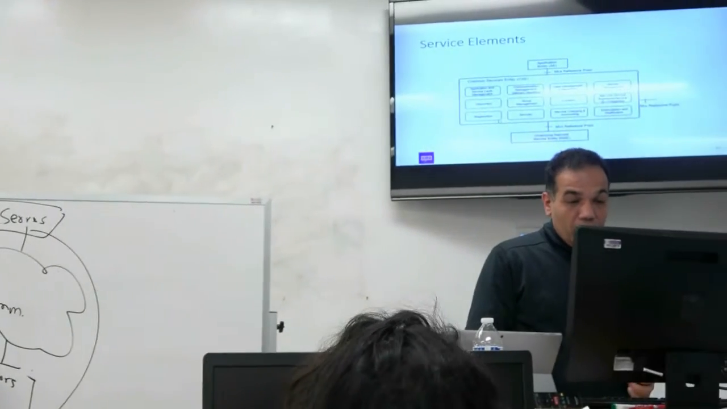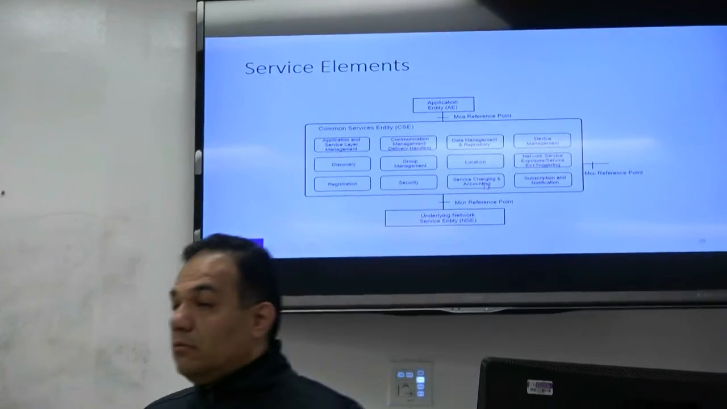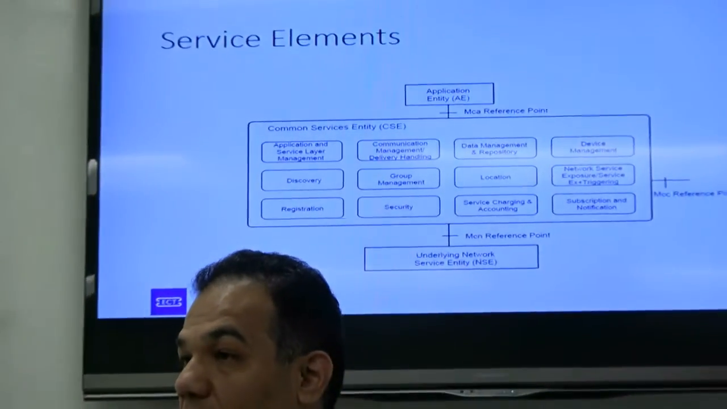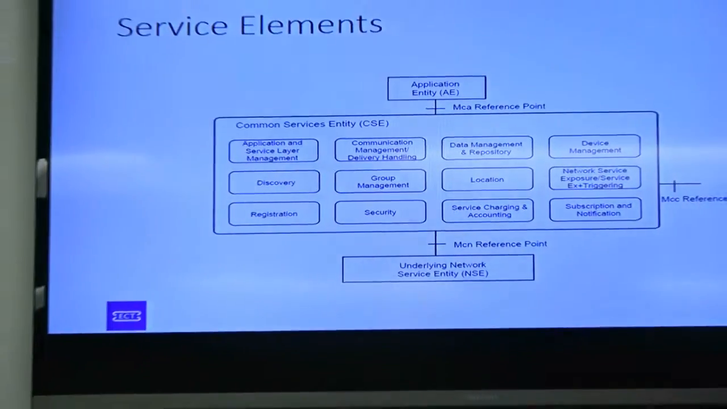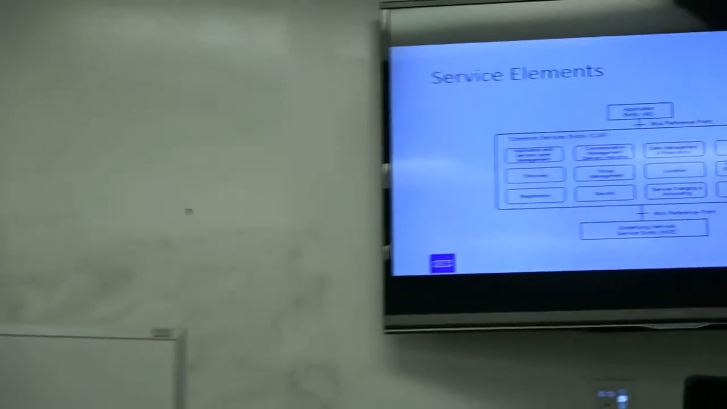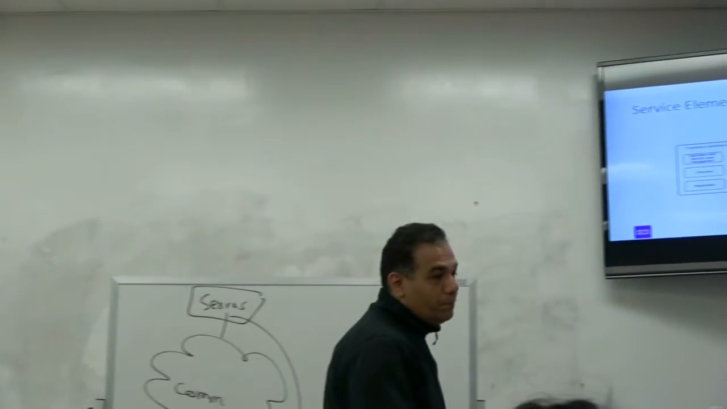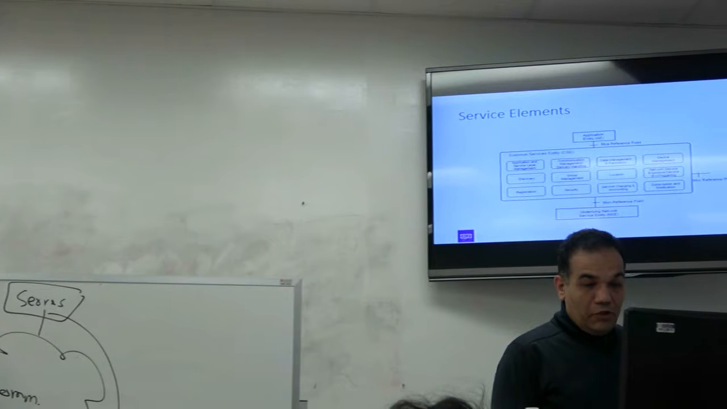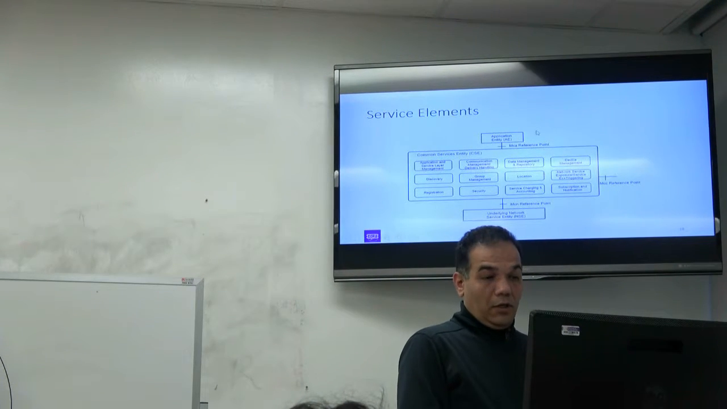Then service charging and accounting. You sell a product. Is it a one-time charge? Is it a monthly charge? It could be a monthly charge. Is it an annual charge? So all of this has to be implemented. You talk about subscription and notification. So all of this is part of the common service entities.